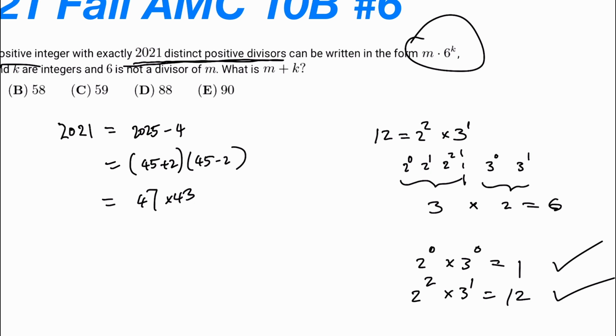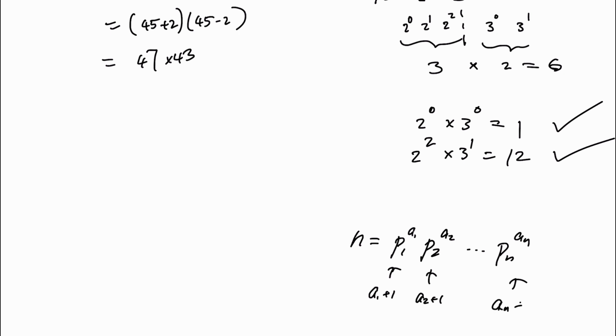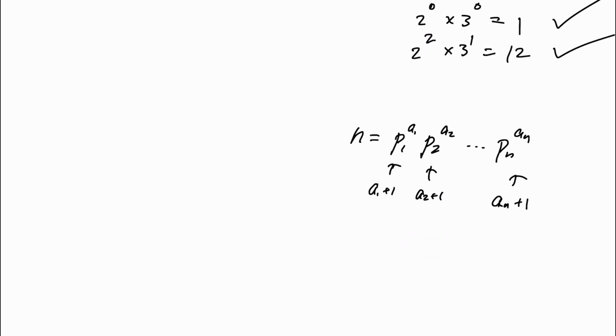So we can generalize this. Let's say a number m can be factored into p1 to the a1, p2 to the a2, all the way to pn to the an. Then here it will have a1 plus 1 choices because it will have 0, 1, 2, all the way to a1. And here it will have a2 plus 1 choices, and all the way to an plus 1 choices. Well, the number of choices together, or the number of divisors, will just be all of these multiplied together.